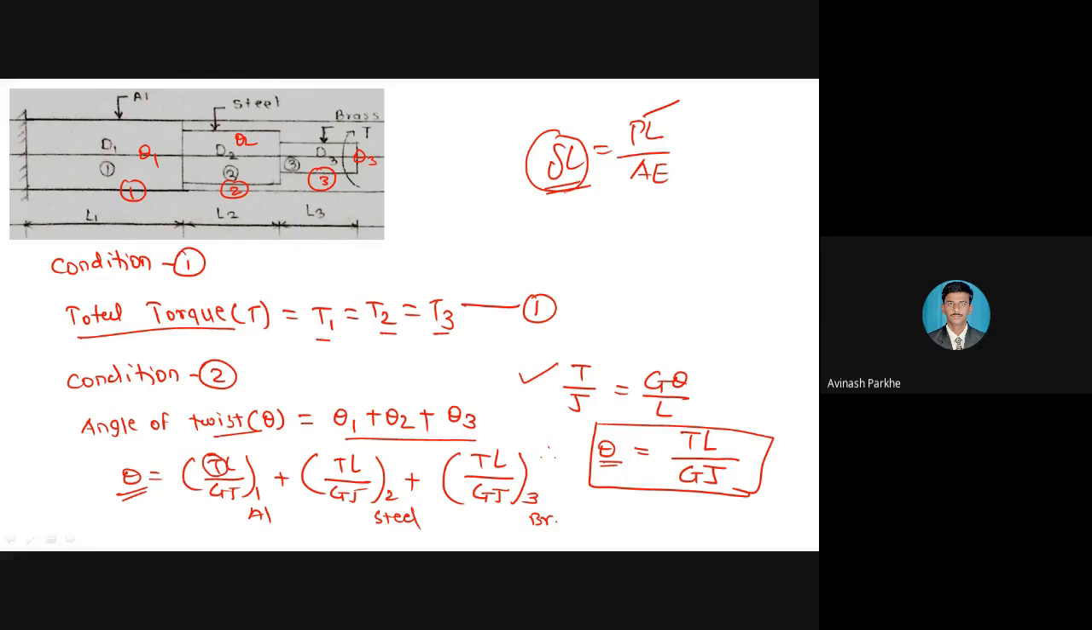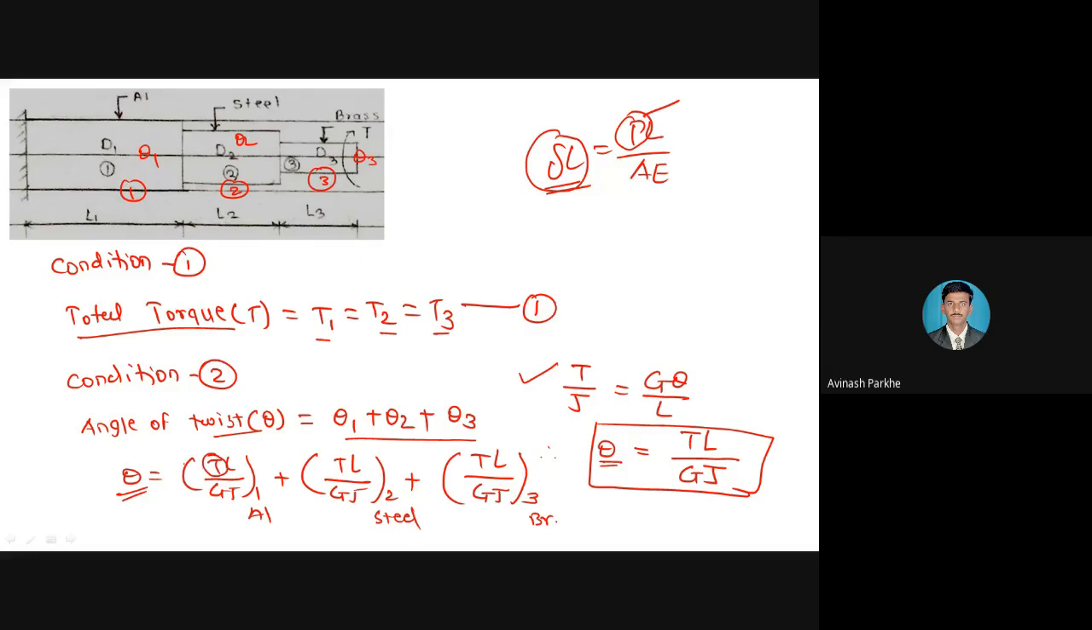The delta L is taking place due to the external load, which is indicated by capital P, and delta L is directly proportional to P. If P increases, deformation increases. Similarly, in the theta formula, theta is called the angular deformation, and that theta is directly proportional to the torque T. If torque increases, angular deformation also increases.